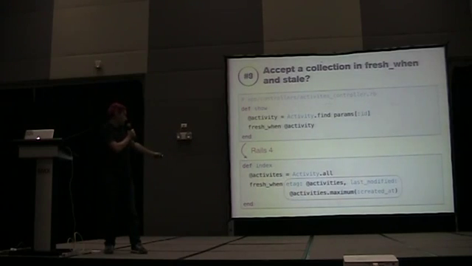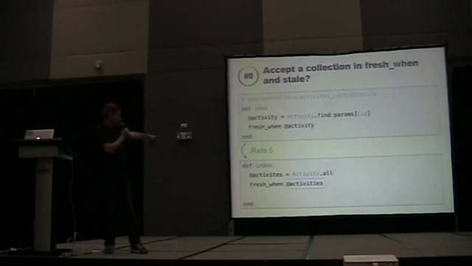In Rails 5, it's just a little shorter. You can just use basically the same syntax. You just say fresh_when activities, and it's equivalent. You don't have to remember to write all that code. So that's what happens. fresh_when and stale? now also accept a collection.